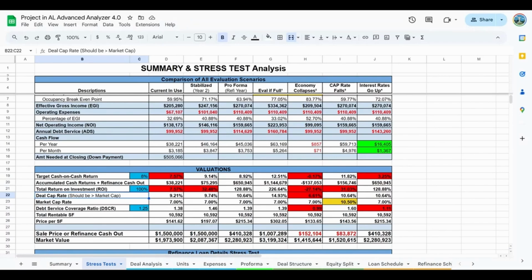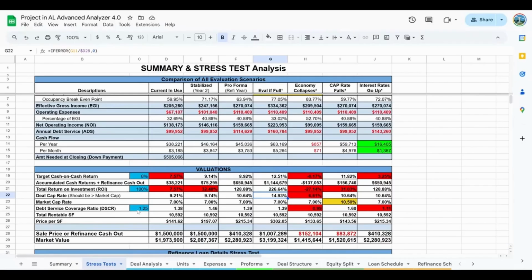And for the deal cap rate, you want that to be larger than the market cap rate. The deal cap rate is calculated off the market value that you purchased it at. So this is telling you how good of a deal you got. The higher the deal cap rate, the better the deal you got.